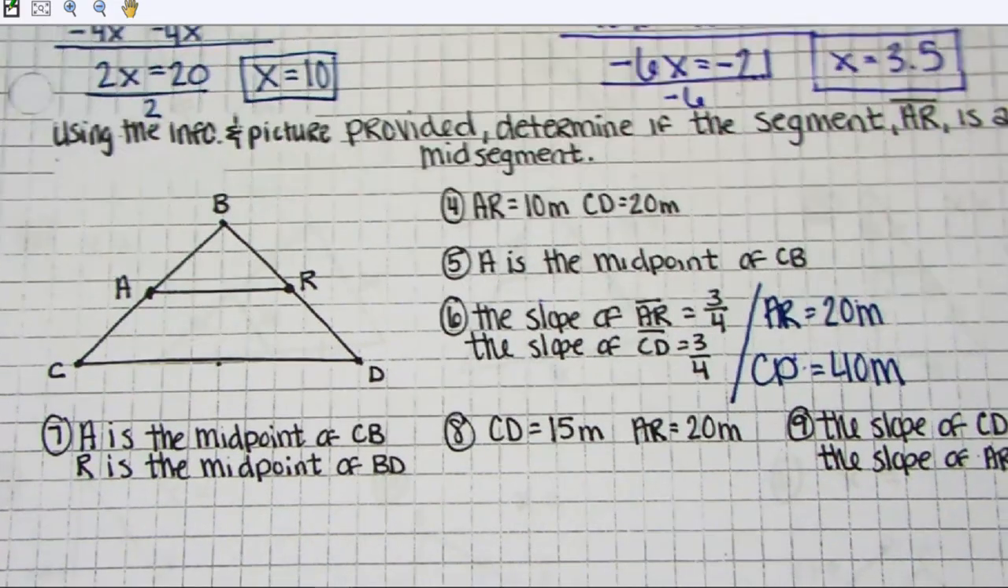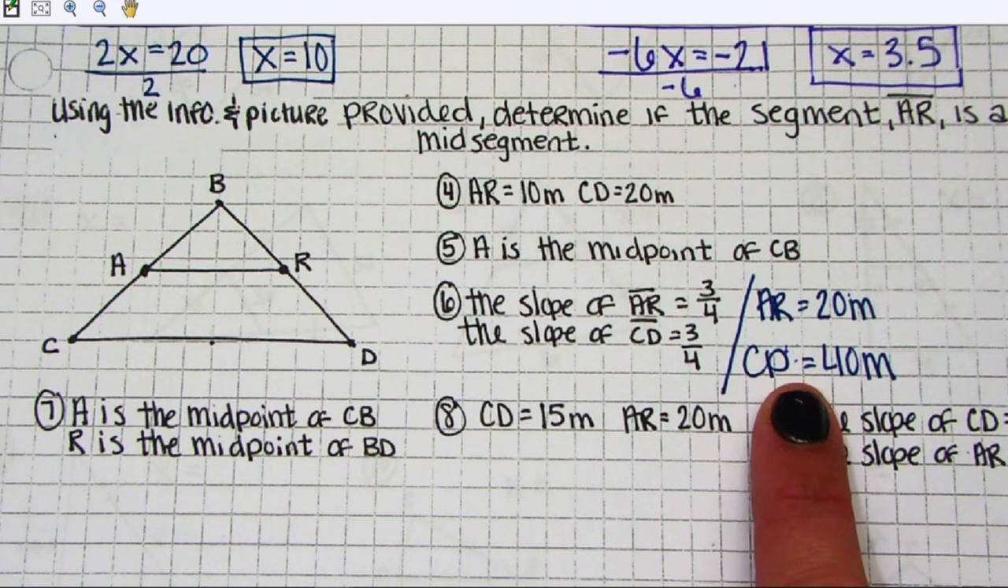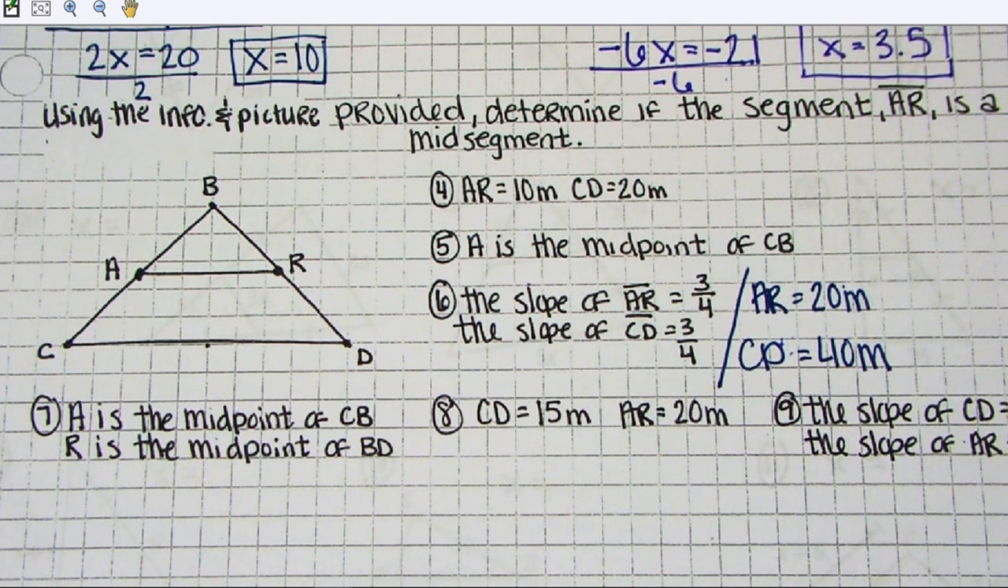Okay. So right here on number 6, add this additional information to your problem. So add additional information that AR is 20 meters and CD is 40. So we're just adding a little bit of additional information to do this problem.